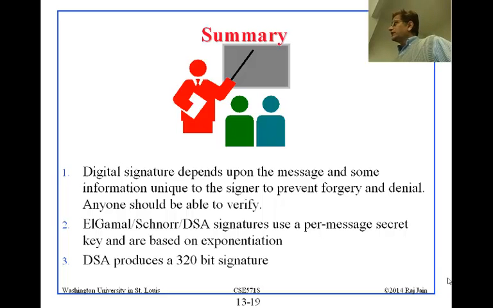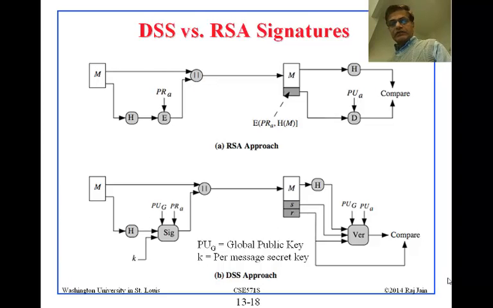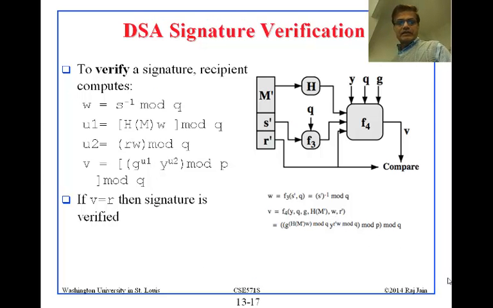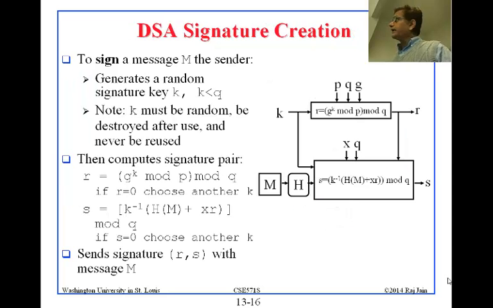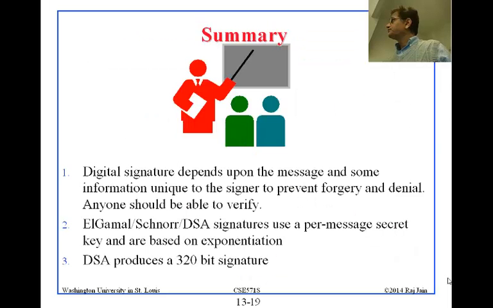DSA produces a 320-bit signature. So what are the 320 bits? Well, your signature is R and S. Each of them is 160 bits long. So that is your 320 bits.